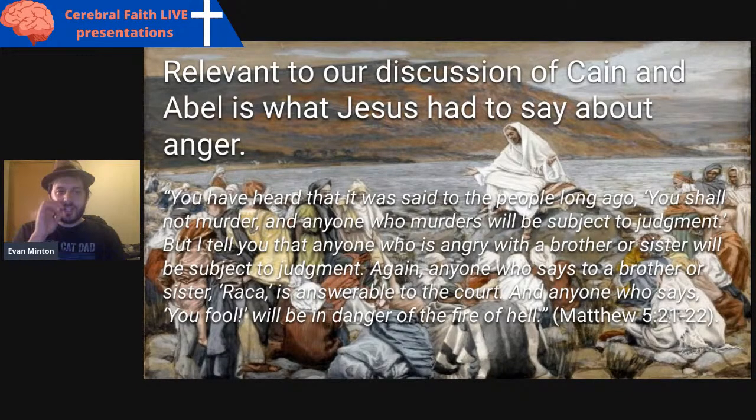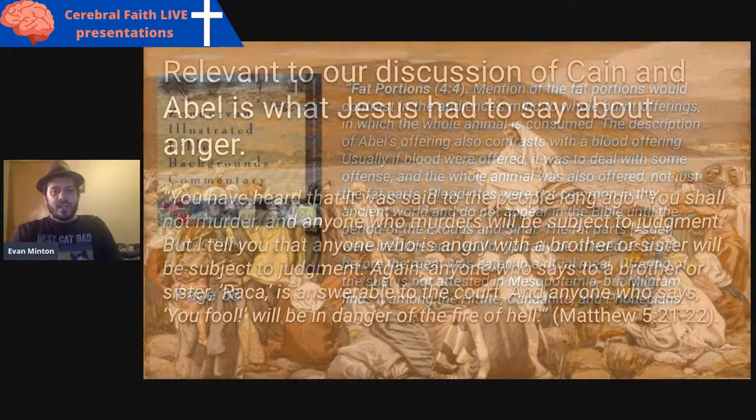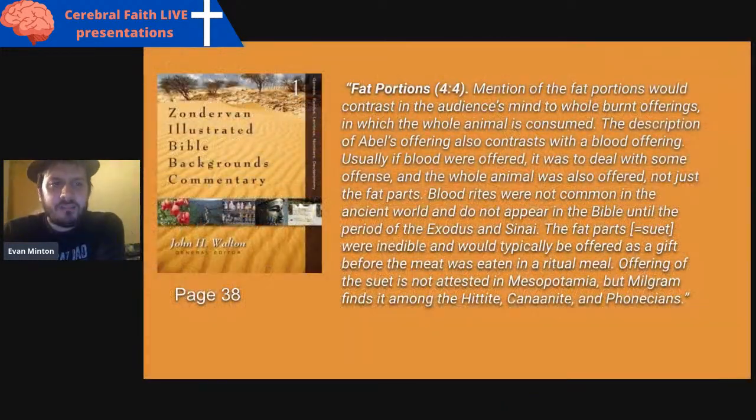Okay, but jokes aside, what is the reason? Well, on page 38 of the Zondervan Illustrated Bible Background Commentary, John Walton writes, quote, "Fat portions, 4:4. Mention of the fat portions would contrast in the audience's mind to whole burnt offerings, in which the whole animal is consumed. The description of Abel's offering also contrasts with a blood offering. Usually, if blood were offered, it was to deal with some offense, and the whole animal was to be offered, not just the fat parts.